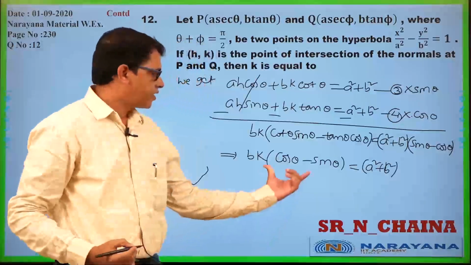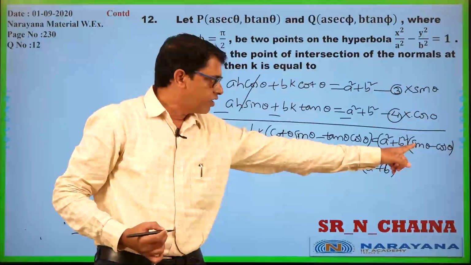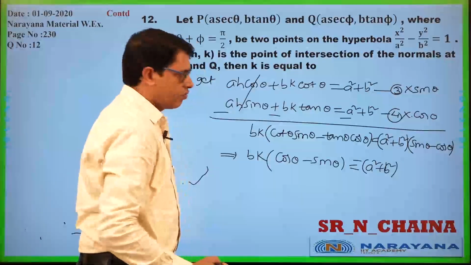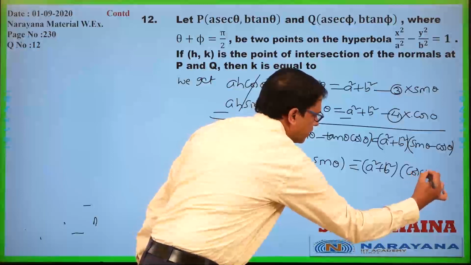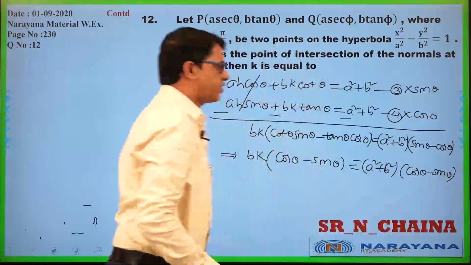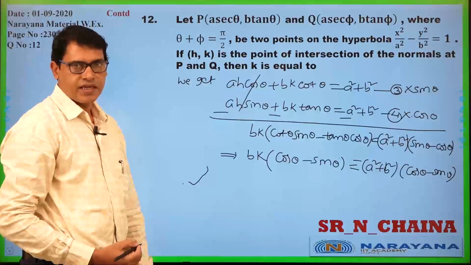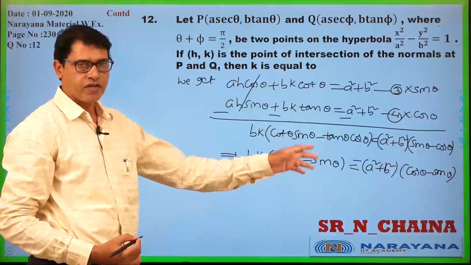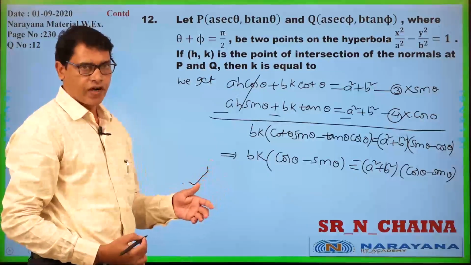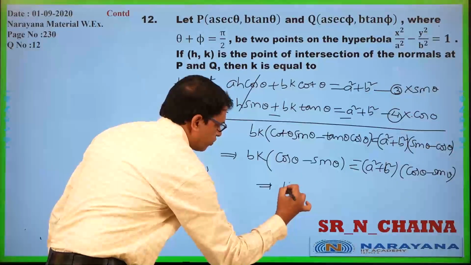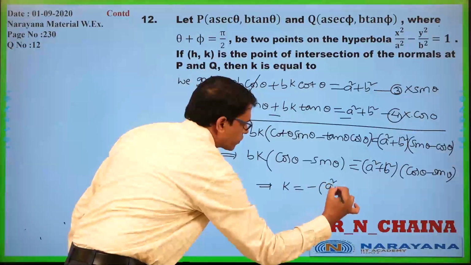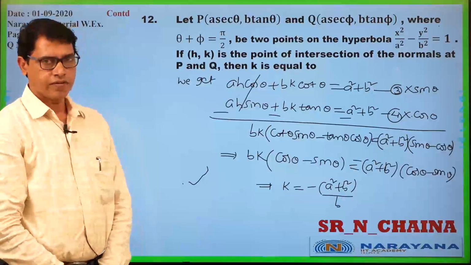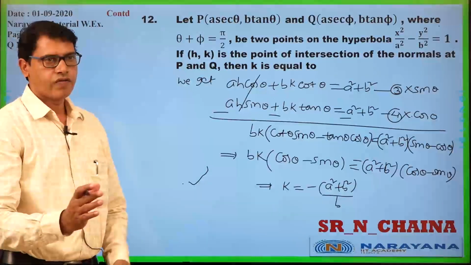So here look at the LHS, cos theta minus sin theta is there. Here sin minus cos is there. Take minus common, so minus of cos theta minus sin theta. Now cos theta minus sin theta get cancelled out. We are left with bk equal to minus of a square plus b square. So what is the required value? K value is the required value. So k equals minus of a square plus b square upon b. Okay, very simple one.